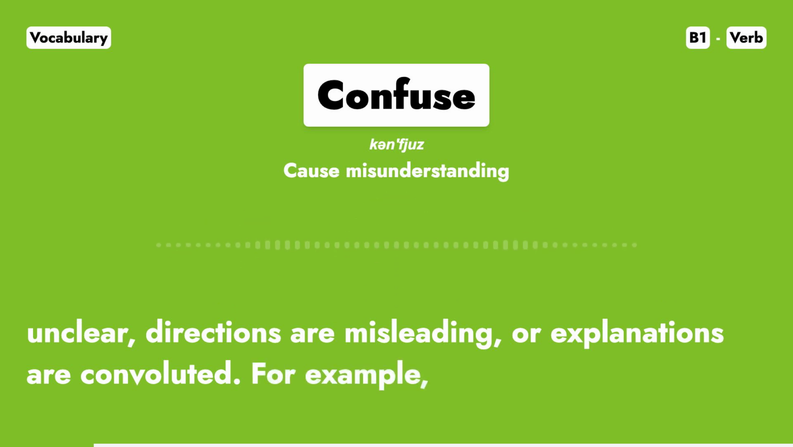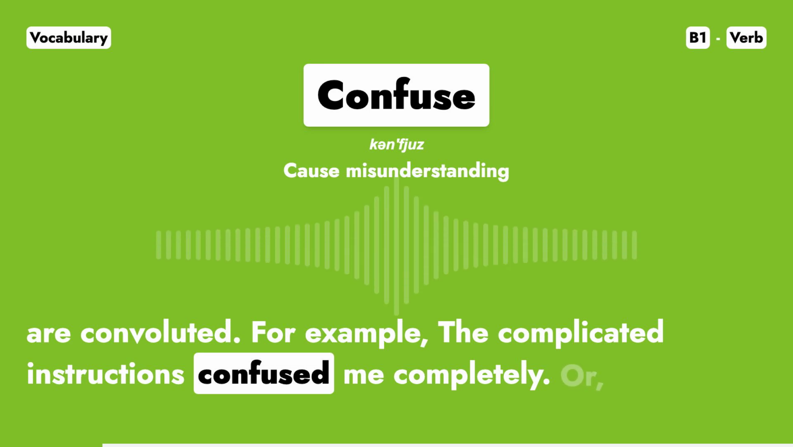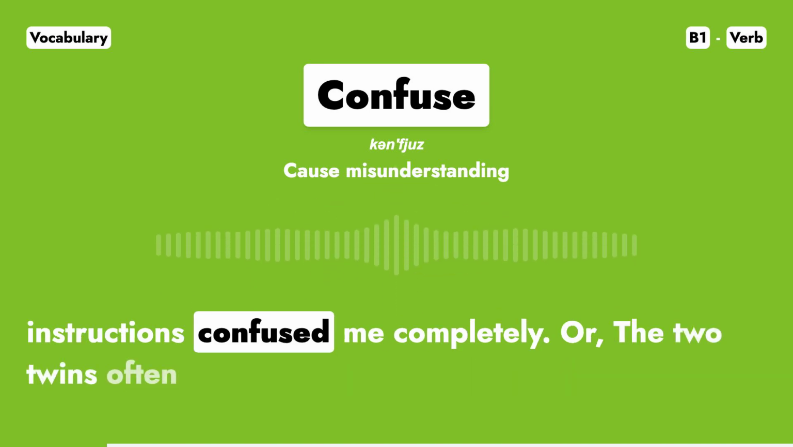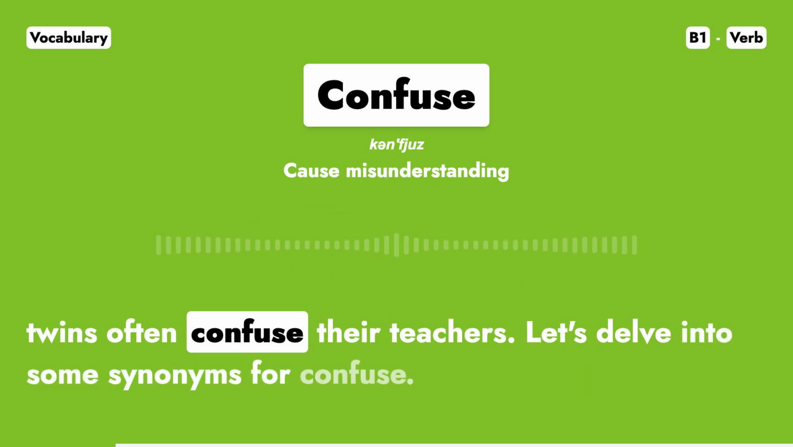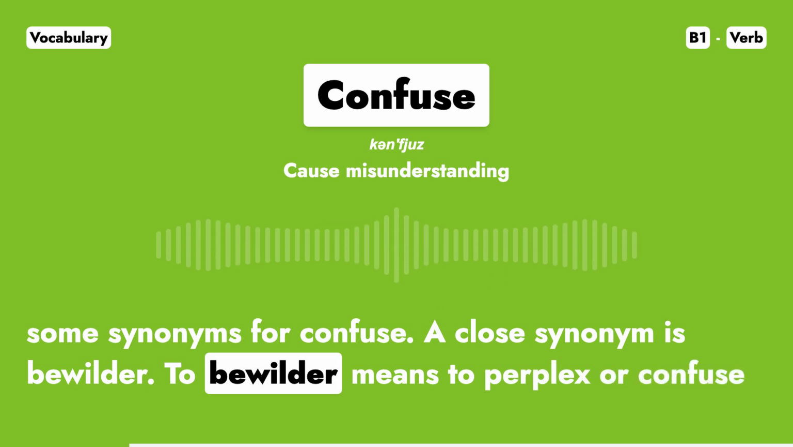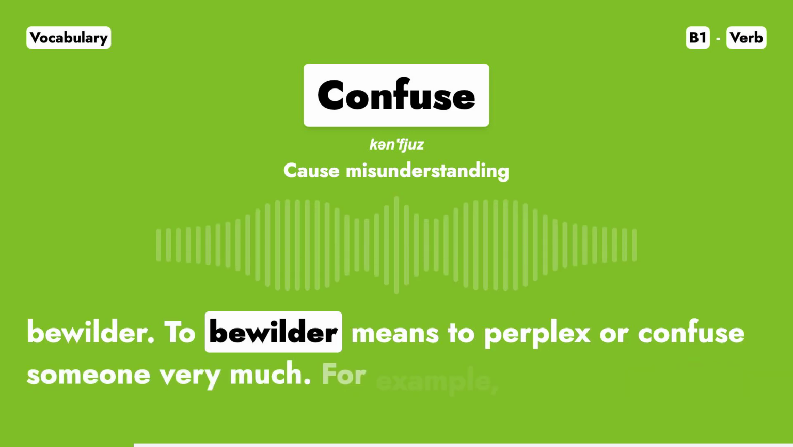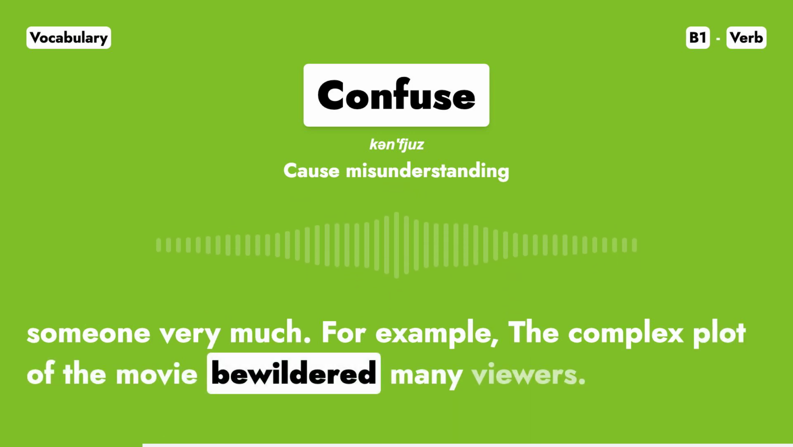For example, the complicated instructions confused me completely. Or, the two twins often confuse their teachers. Let's delve into some synonyms for confuse. A close synonym is bewilder. To bewilder means to perplex or confuse someone very much. For example, the complex plot of the movie bewildered many viewers.